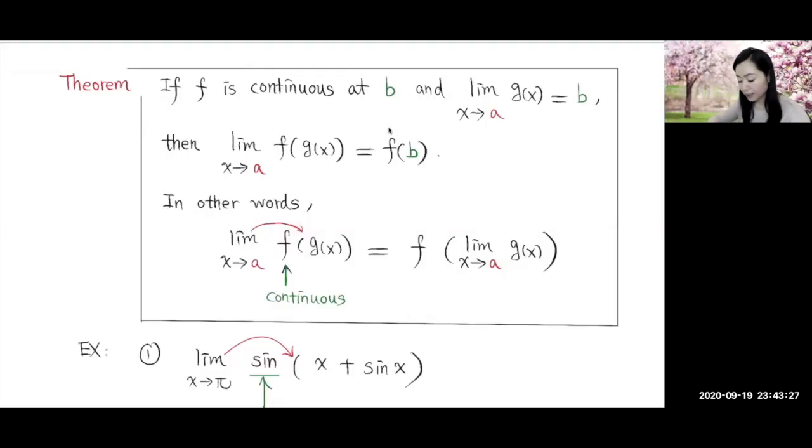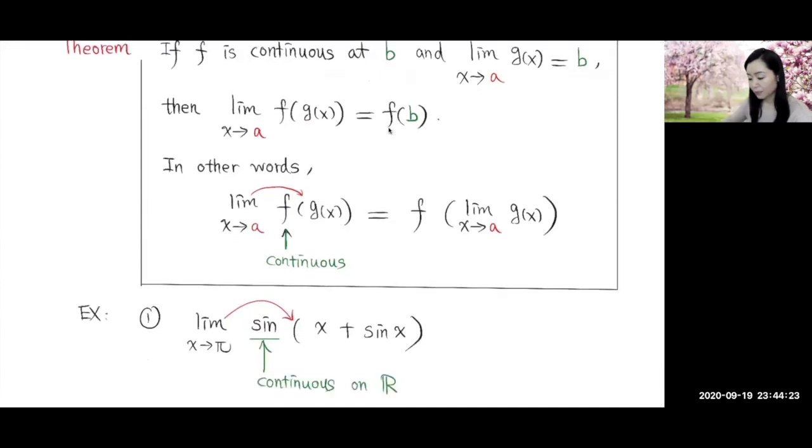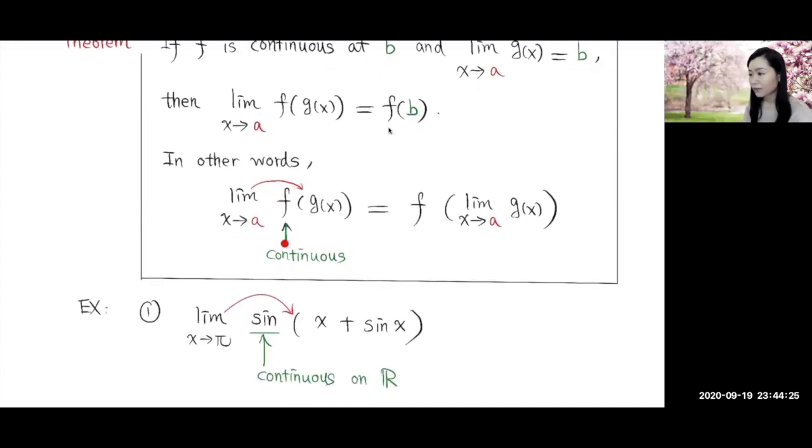So this theorem says that if a function f is continuous at b, and the limit of g of x as x approaches a is equal to b, then the limit of f composed with g of x as x approaches a is equal to f of b. In other words, when f is a continuous function at b, then you can bring this limit in, providing that this outer function is continuous at b.